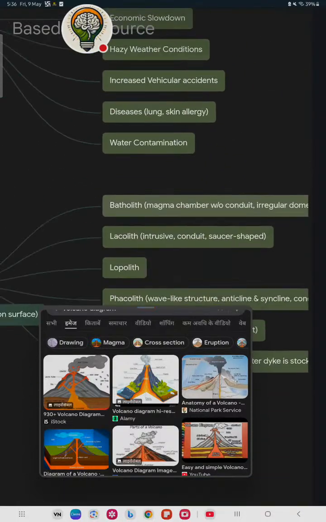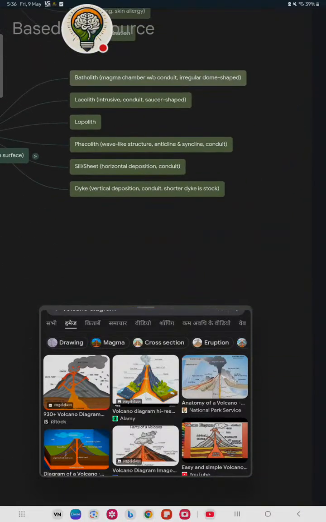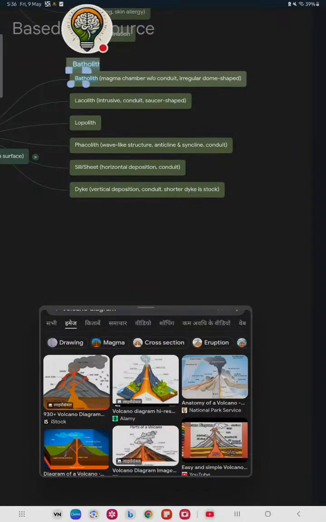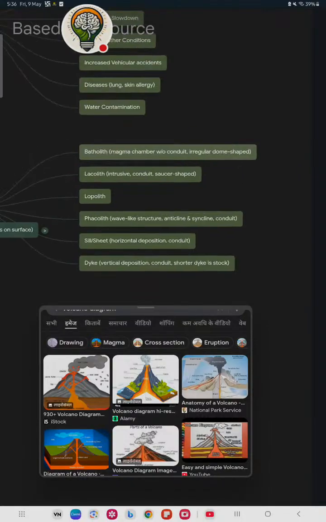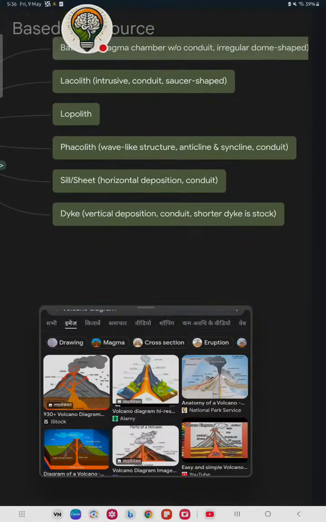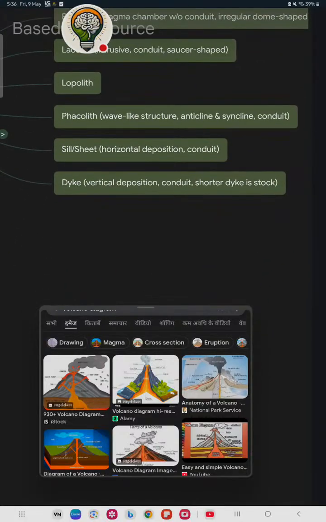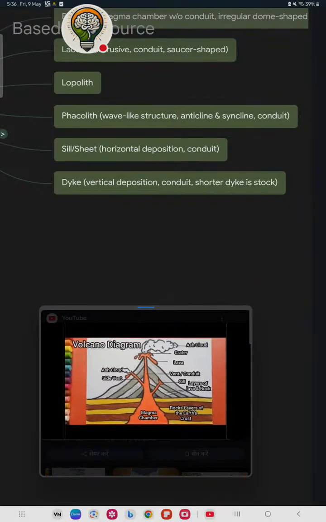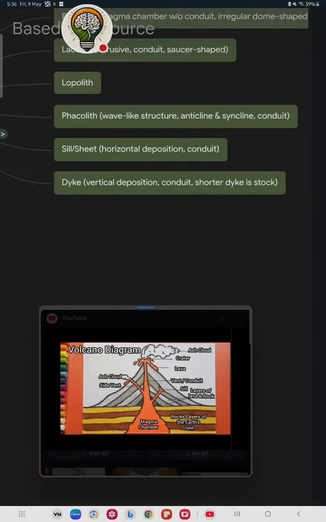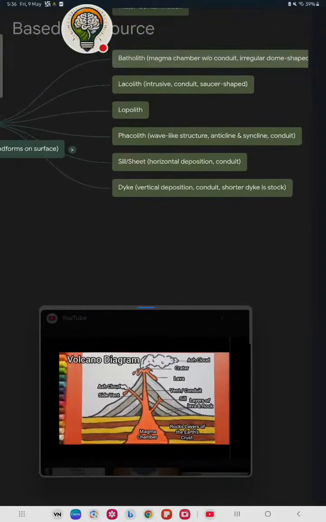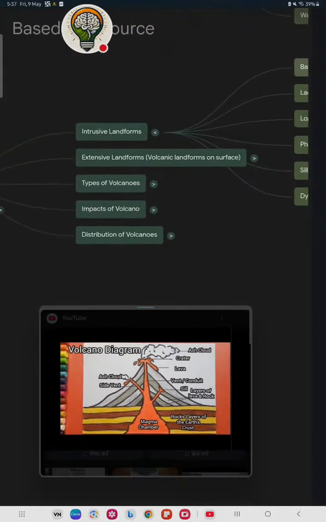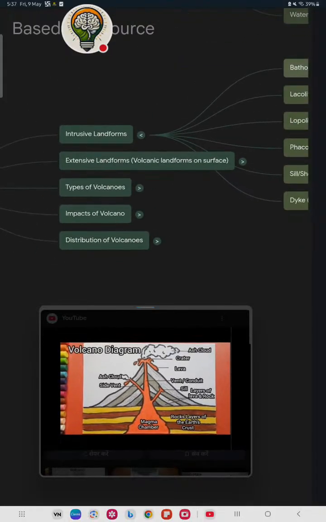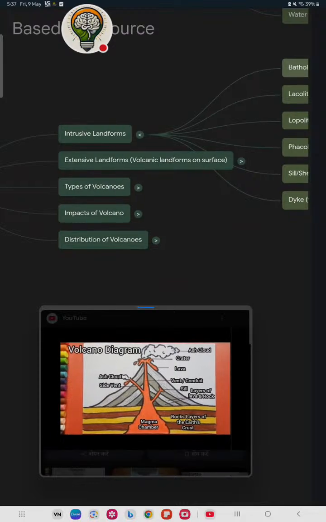So this is a dike with vertical disposition. All types of diagrams are there. The dike is a vertical deposition, conduit, and a shorter dike is a stock. Then comes the extrusive landform, volcanic landform on the surface.